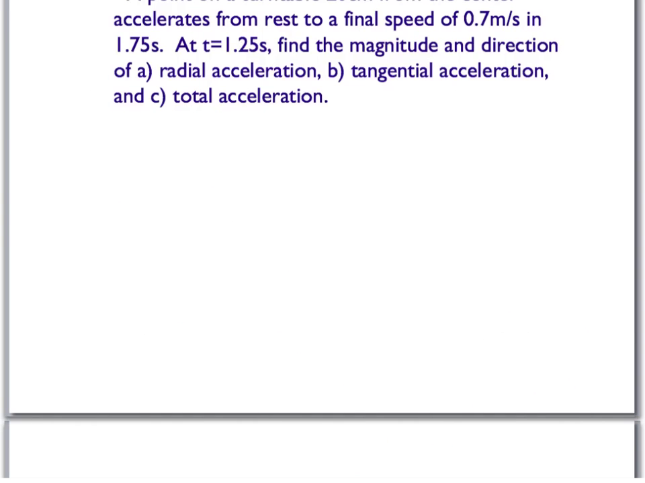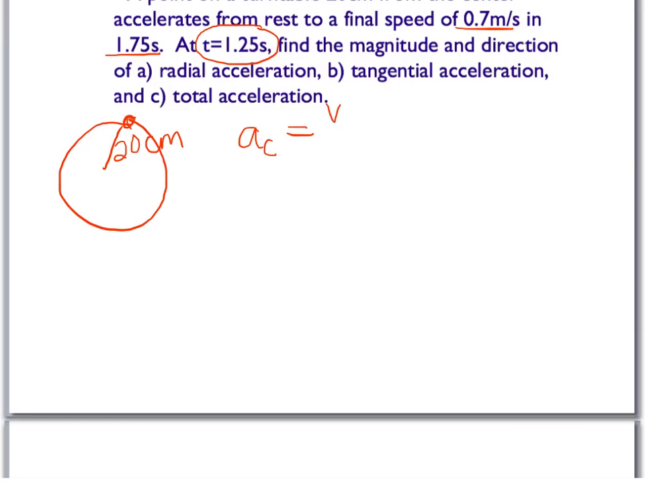Let's look at an example of something like this. And part of this got cut off, so I will tell you what the problem is going to be. We're going to have a point on a turntable, and that point on the turntable is going to be located 20 centimeters from the center of the turntable. And it's going to accelerate from rest to reach a final speed of 0.7 meters per second over the course of 1.75 seconds. Now, at one particular point in time, we want to find the acceleration of that object. And again, the acceleration is going to include two pieces, both the radial, or a sub r, a sub c, and the tangential component.